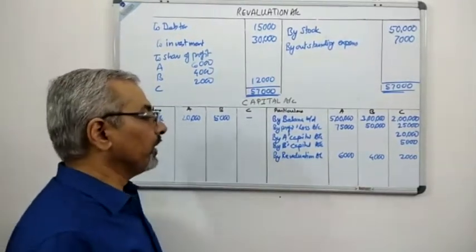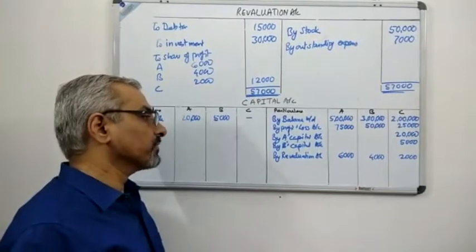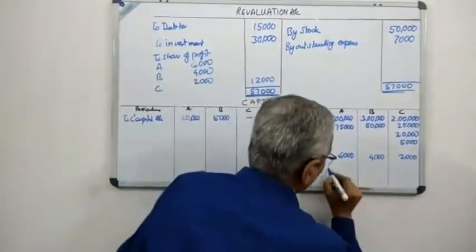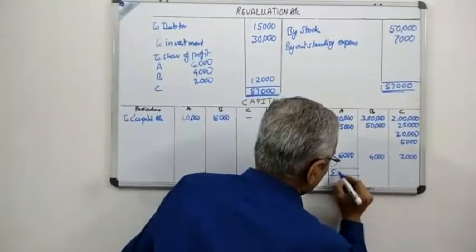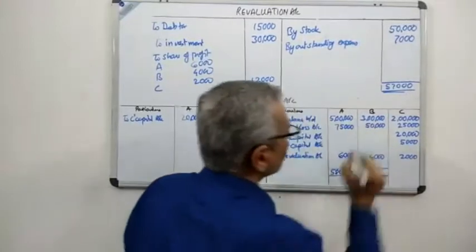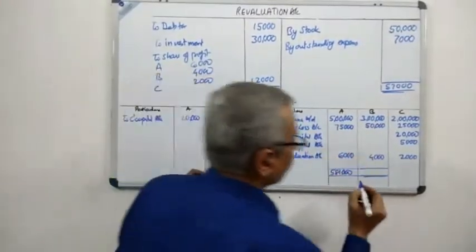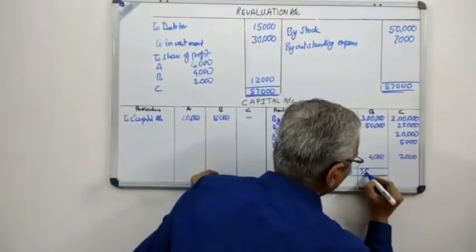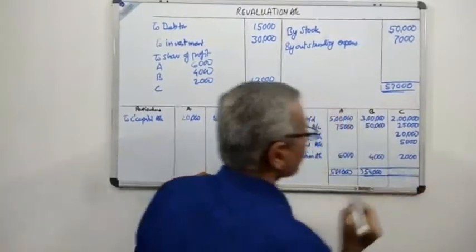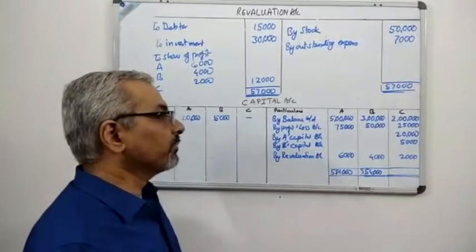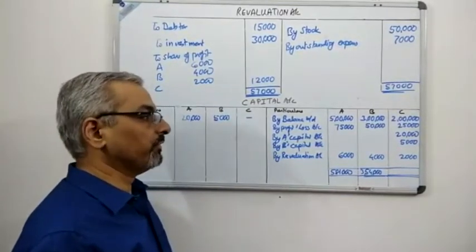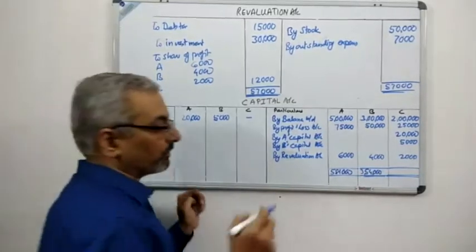So now let us see A. What is the total of A? 5 lakh plus 75,000 plus 6,000 gives you 5 lakh 81,000. The total of A is coming to 5 lakh 81,000. For B, the total is 3 lakh 50,000 plus 4,000, which comes to 3 lakh 54,000. And for C, the retiring partner, you add 2 lakh plus 25,000, 2 lakh 25,000 plus 25,000 again, that's 2 lakh 50,000 plus 2,000 is 2 lakh 52,000.